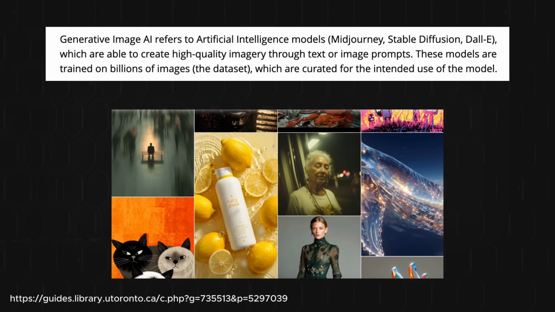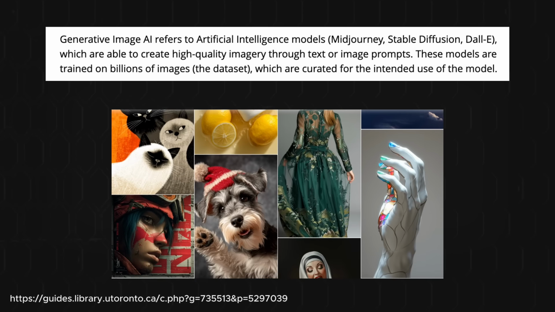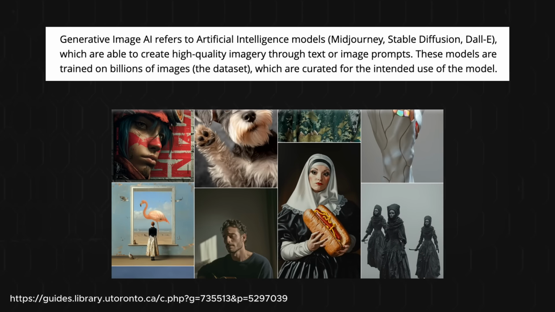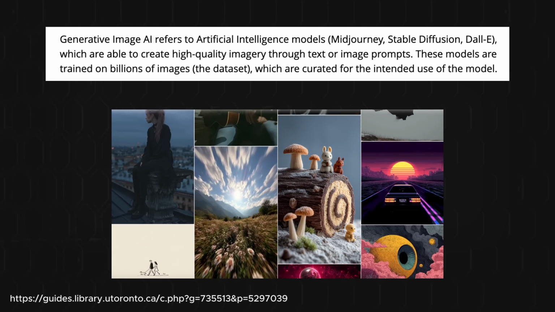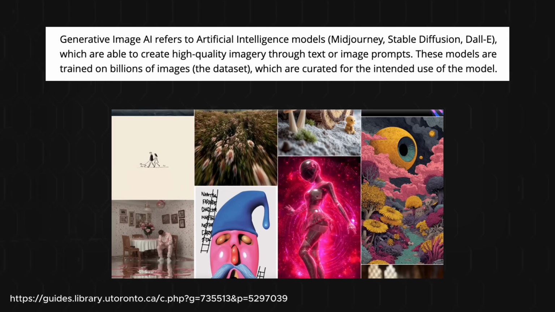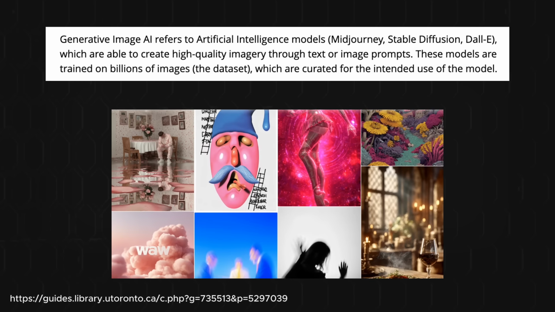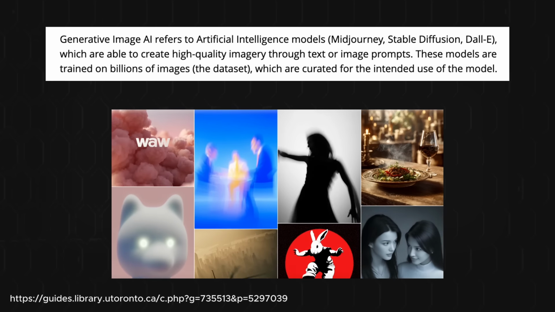So what are AI-generated images in the first place? According to a University of Toronto article, generative image AI refers to artificial intelligence models, Midjourney, Stable Diffusion, DALL-E, which are able to create high-quality imagery through text or image prompts. These models are trained on billions of images, the dataset, which are curated for the intended use of the model. But where and how are these images sourced?